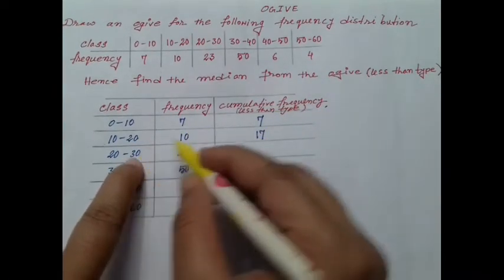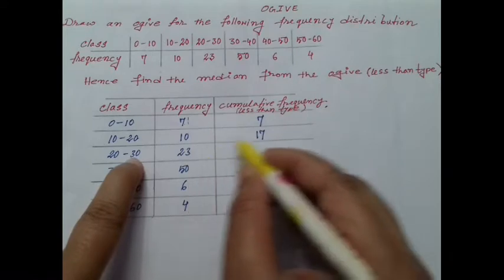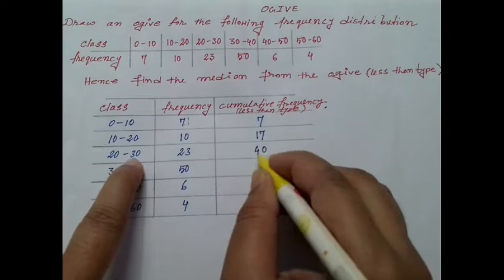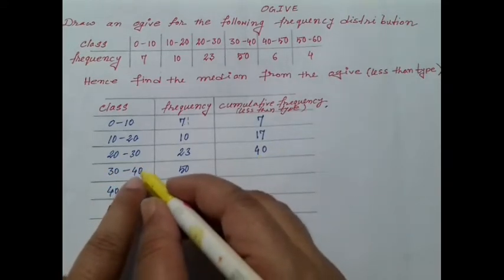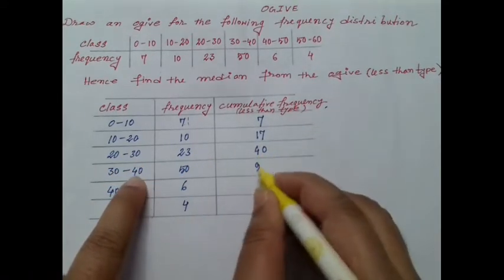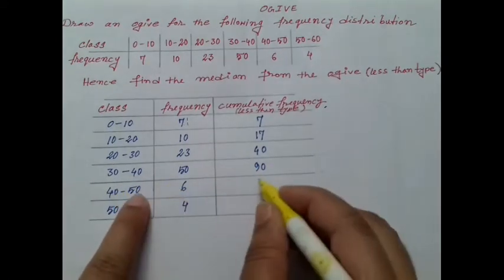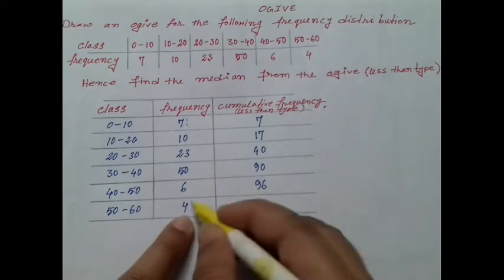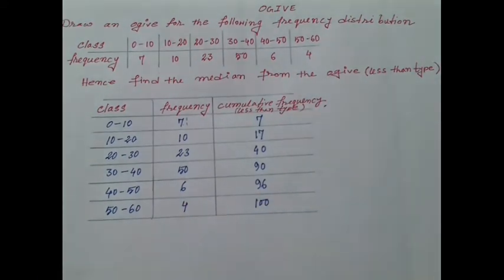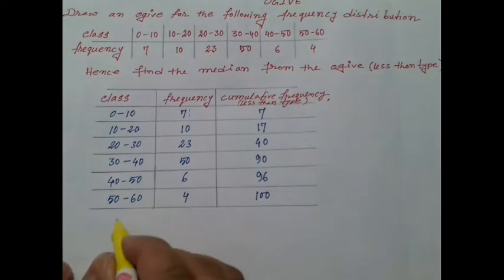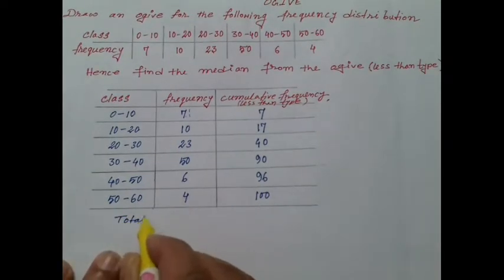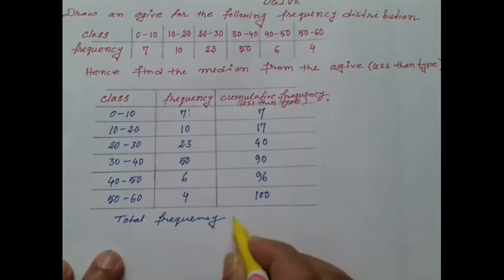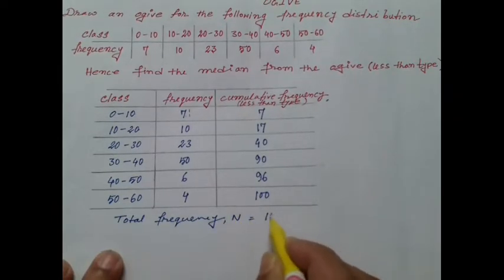Then how many values are less than 30? We add 23 plus 17, so we get 40. Again, how many values are less than 40? That is 50 plus 40, 90. For the next class, 96. And finally, how many values are less than 60? That is 96 plus 4, 100. Now I write the total frequency, n equals 100.